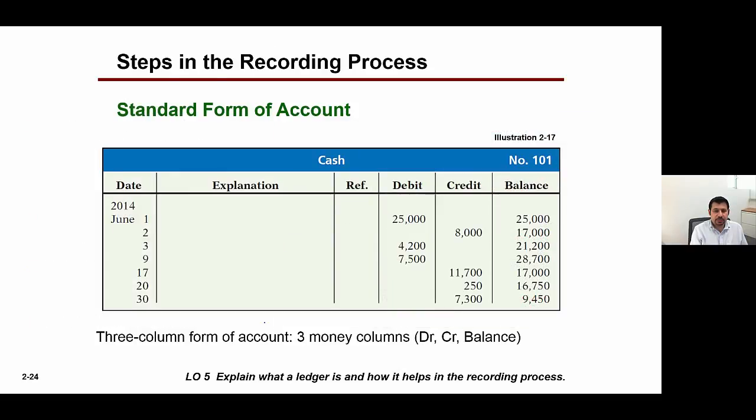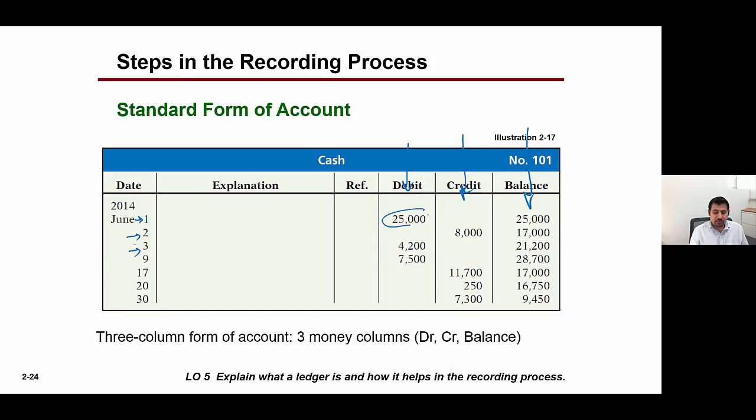We talked about the T form of the account. Here we'll talk about a standard form of account. It's also called the 3-column form of account. The reason why we call it that is that it has 3 columns that include monetary value. We have the debit column, the credit column, and then the balance. After each transaction, as you can see, this is a transaction that happened on June 1st, June 2nd, June 3rd, etc.